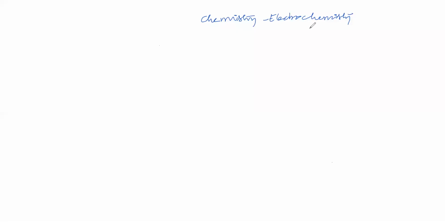Let us start chemistry. In chemistry, we will see the electrochemistry chapter. In electrochemistry, we will take conductometric titrations. In the conductometric titrations, let us take strong acid versus strong base titration. Strong acid, we will take HCl solution. Strong base, we will take sodium hydroxide solution.